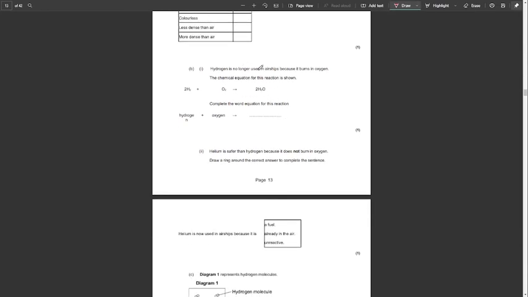Hydrogen is no longer used in airships because it burns in oxygen. It's telling you something about what you're going to need to do. The chemical equation for this reaction is shown. So they've given you a chemical equation. Chances are you're going to need to use that.